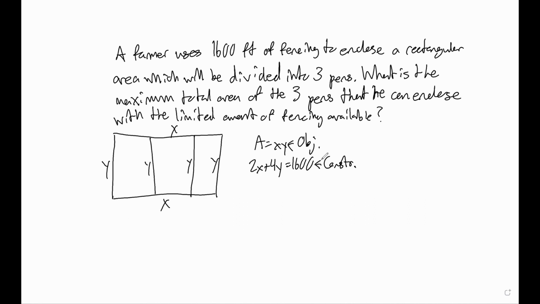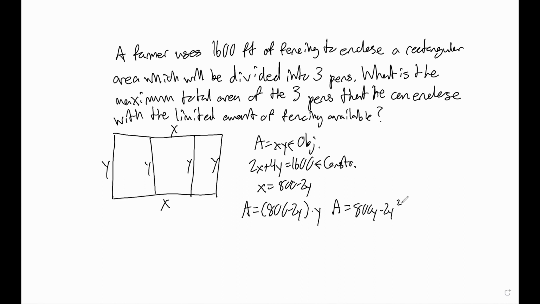So now that we have that, let us isolate a variable in this constraint. So we can isolate x, and that's 800 minus 2y. Then we put this into our original equation. We get 800 minus 2y times y, and we get area equals 800y minus 2y squared.